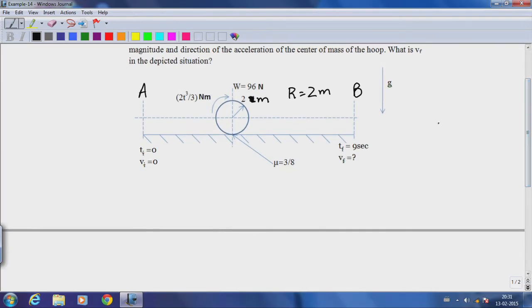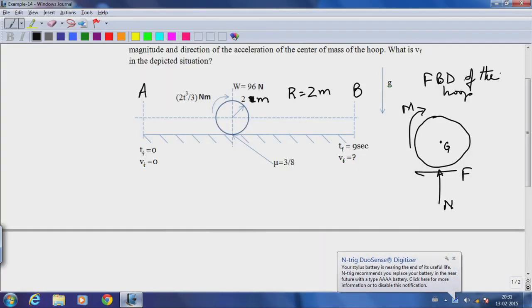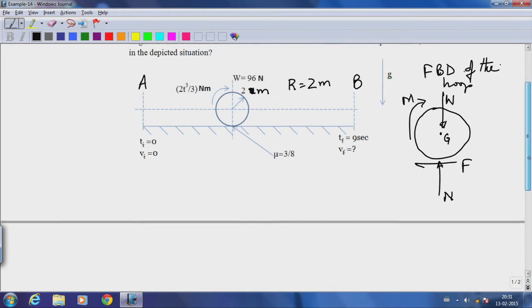So, first of all, I draw a free body diagram of the hoop. There is a normal reaction, there is a moment M that acts on it, we are told there is a friction force F, this is the center of mass of the hoop. There is a weight W that acts through the center of mass. This completes our free body diagram.